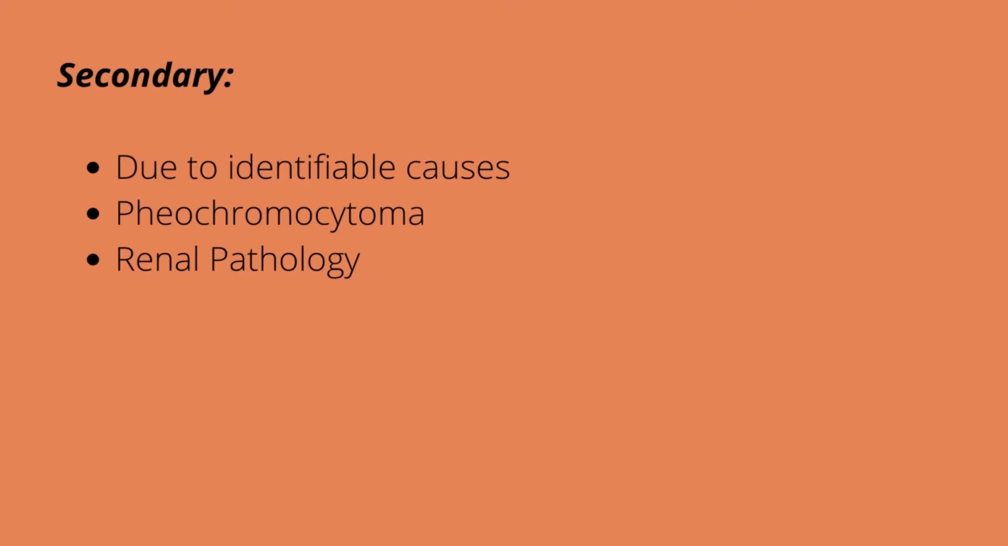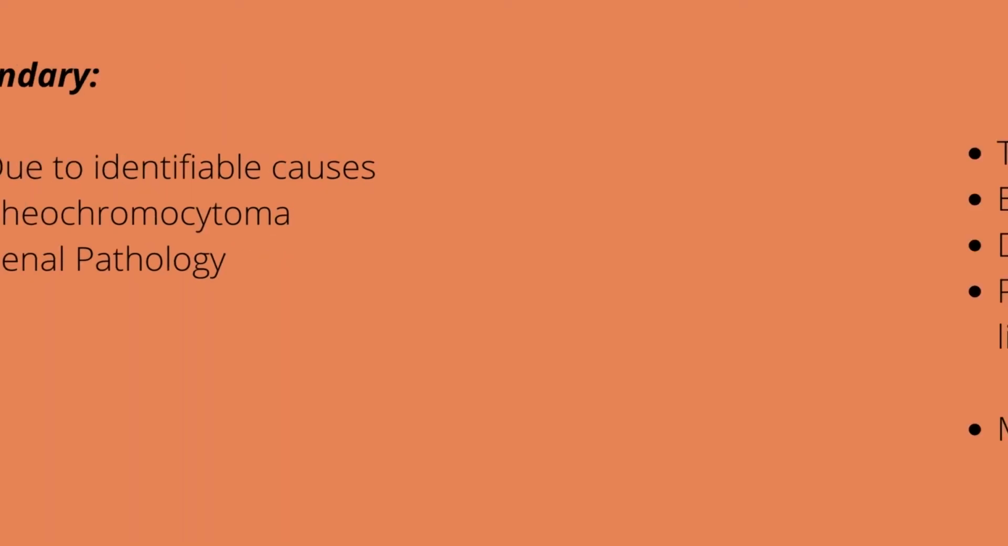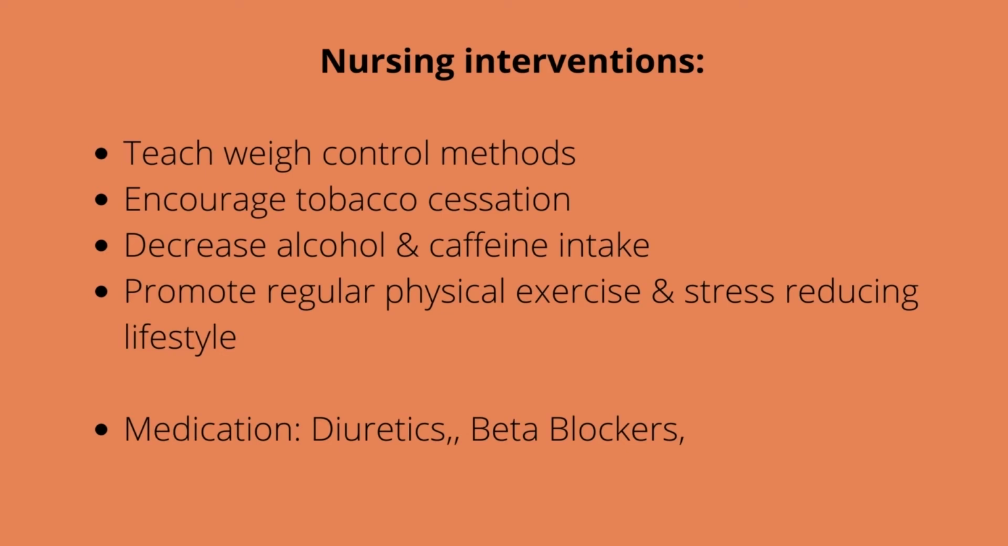Our secondary type of hypertension is due to identifiable causes, like pheochromocytoma and renal pathology. You know what this is, right? With primary, we really don't know what the cause is, but with secondary, something is causing it. And what do we educate patients in regards to this? We teach patients about weight maintenance, right? Obese patients are prone to hypertension.